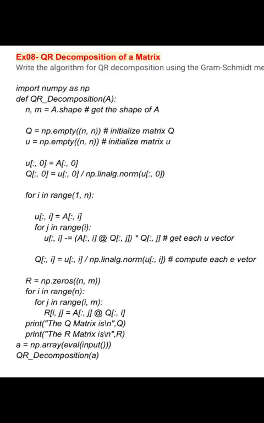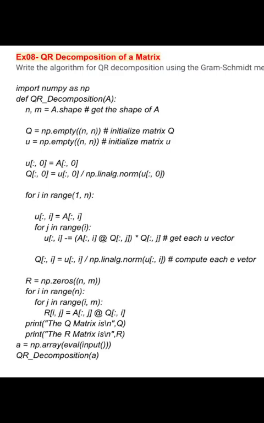Next, dimensional mismatch risk. You assume n is equal to m, which may not always be the case, so you should modify the loop limit accordingly. Then numerical stability. This is an inherent limitation of the classical Gram-Schmidt process. For better stability, the modified Gram-Schmidt or Householder transformation is preferred.